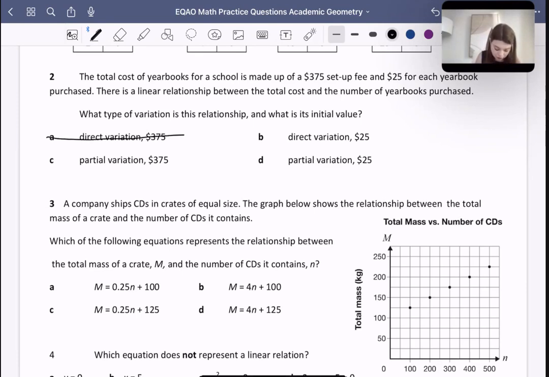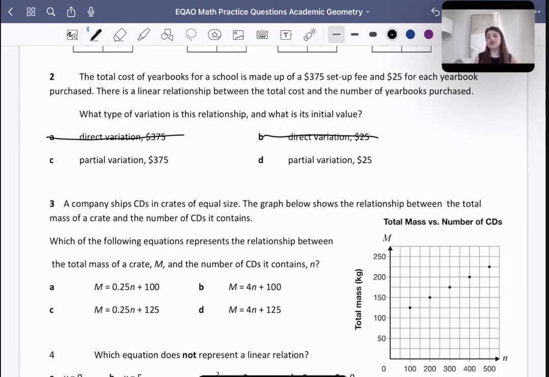So we can cross out A and B, which say direct variation, because there is an initial setup fee, or a y-intercept, meaning that if we sell 0 yearbooks, we still have to pay something. It's not going to cost us nothing to purchase 0 yearbooks. And then they ask, what is the initial value?